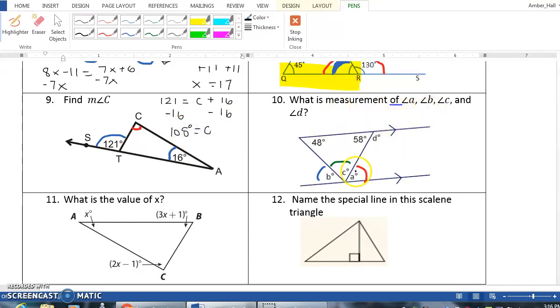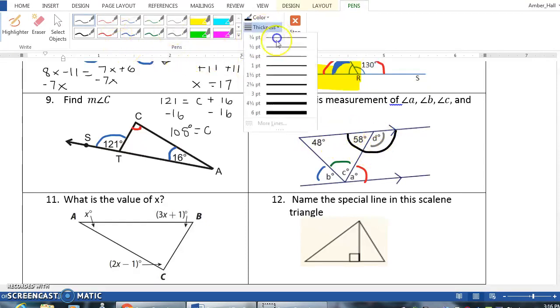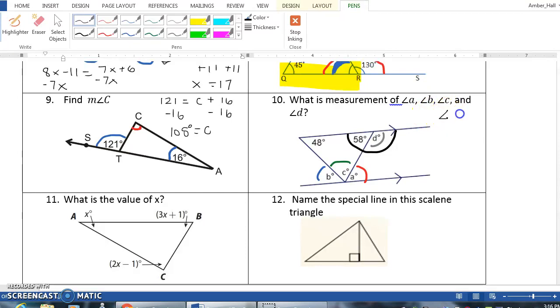Alright, number 10. We are looking for the measure of angle A, B, C, as well as D. So the first thing I notice is angle D is going to be supplementary to this angle, 58 degrees. So I know that angle D equals 180 minus 58. Therefore, the measure of angle D equals 122 degrees.